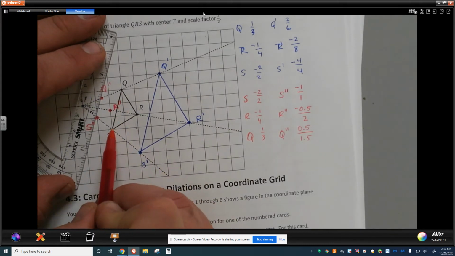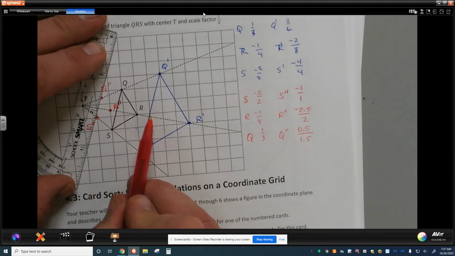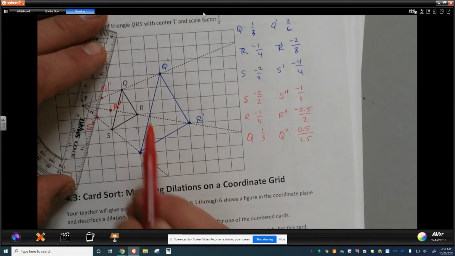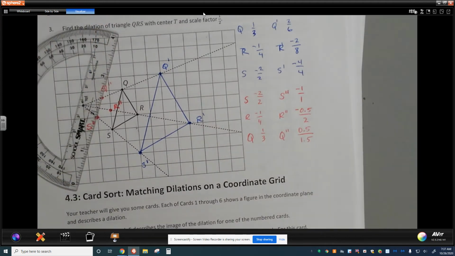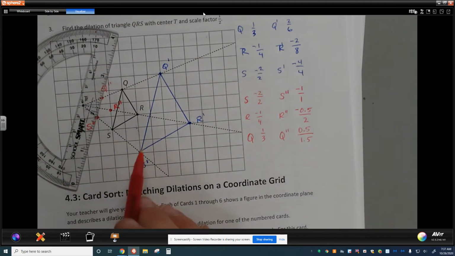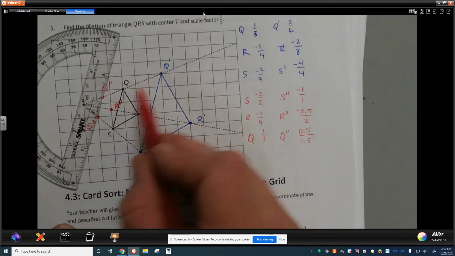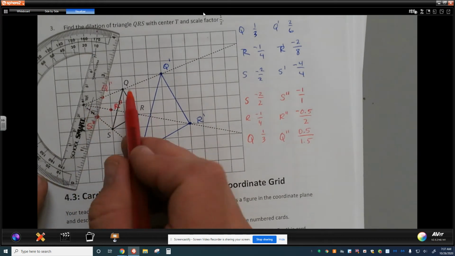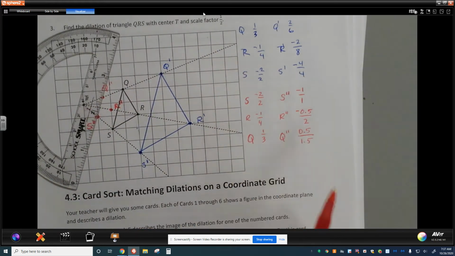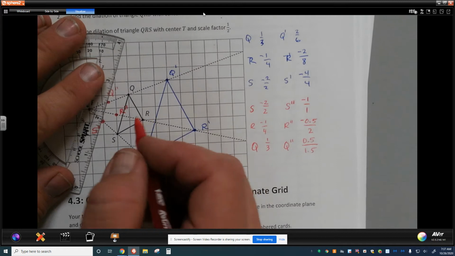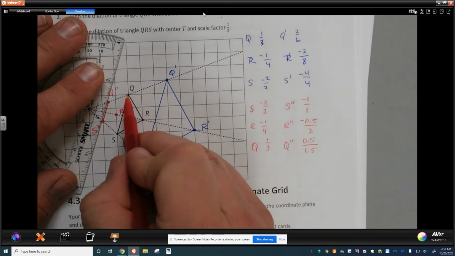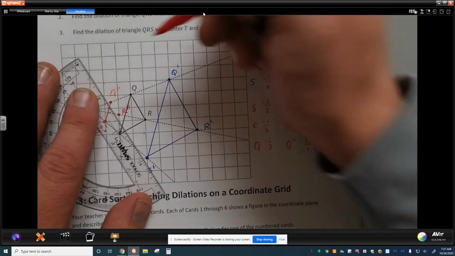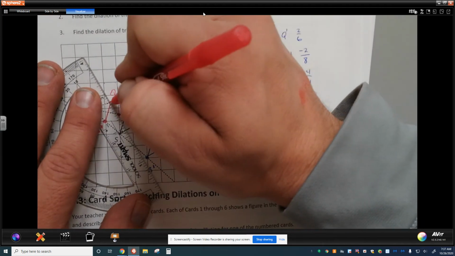Now I want you to notice one more thing. This side QS and Q prime S prime, these segments are actually parallel to each other. Under the dilation, if I don't dilate this correctly, I won't see that parallel relationship. So there's another thing besides just looking at whether it falls on the rays and whether the distance is doubled or halved or whatever the scale factor ratio is. Those sides need to be parallel to their original sides. Otherwise, I'm also not growing at a correct rate.